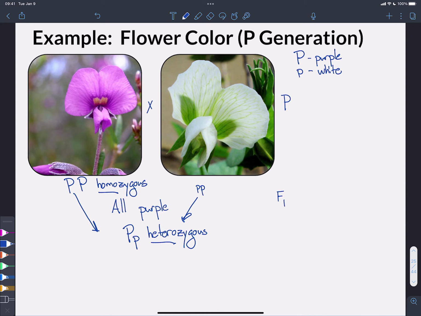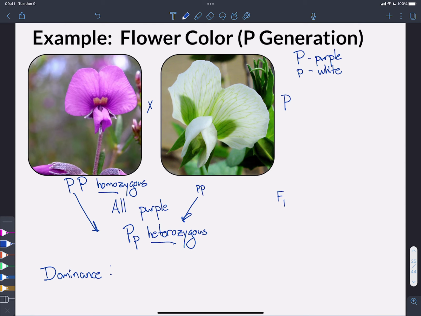In Mendel's P generation crosses, he's crossing 2 homozygotes, homozygous purple with homozygous white, and he is determining that all of the offspring are purple. But we know genetically what's happened is that the purple parent has contributed a purple allele, big P, and the white parent has contributed a white allele, little p, leading to the F1s all being heterozygous. This demonstrates the idea of dominance.